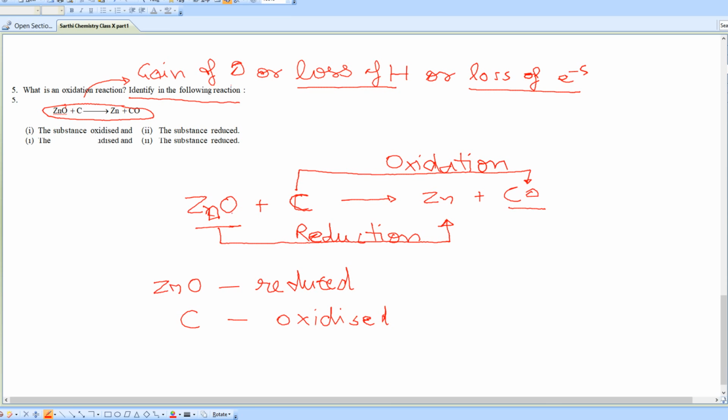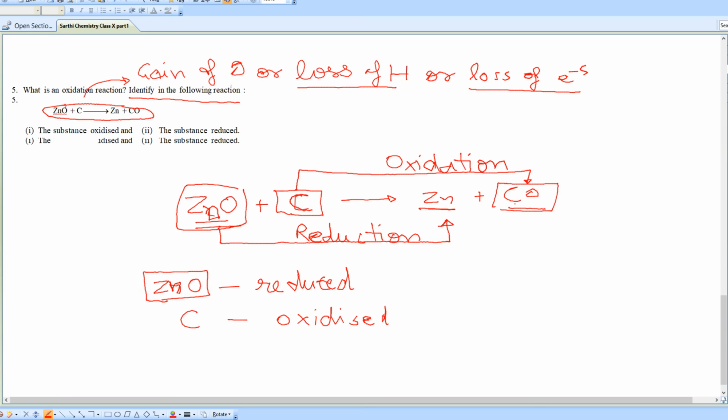One thing that you have to remember is that when zinc oxide is getting reduced to zinc, you will not say that zinc is getting reduced, but the whole compound is getting reduced. Not simply zinc, but the whole compound. So in the answer, you will write the whole compound zinc oxide, not simply zinc. That will be a wrong answer because the whole compound is getting reduced to form zinc. And similarly, carbon is getting oxidized to form carbon monoxide.